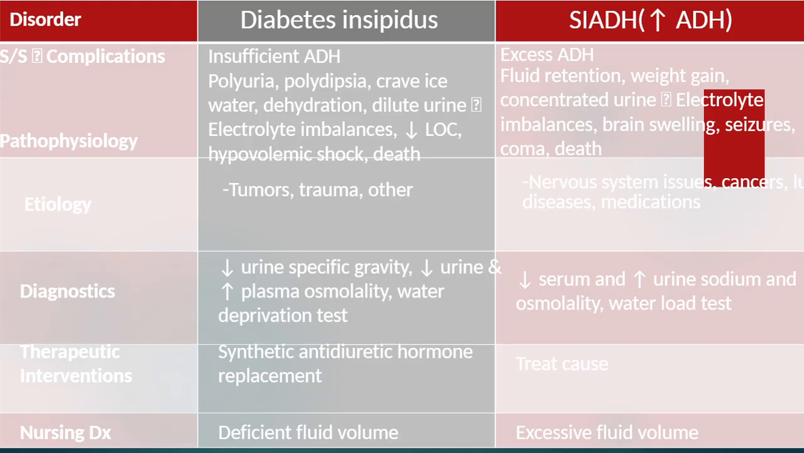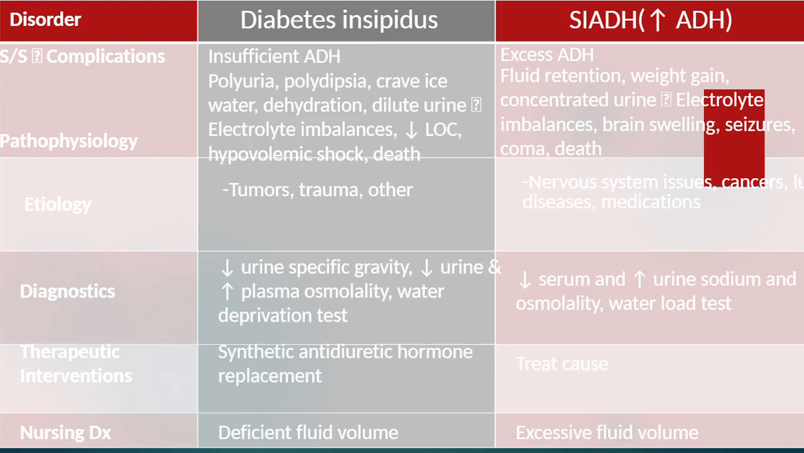The body becomes waterlogged. Symptoms include weight gain, confusion, headache, muscle cramps, and in severe cases, brain swelling, seizures, coma, or death due to hyponatremia. Causes of syndrome of inappropriate antidiuretic hormone can include central nervous system disorders, head injuries, lung diseases such as pneumonia or cancer, or certain medications including SSRIs, chemotherapy agents, or anesthetics.